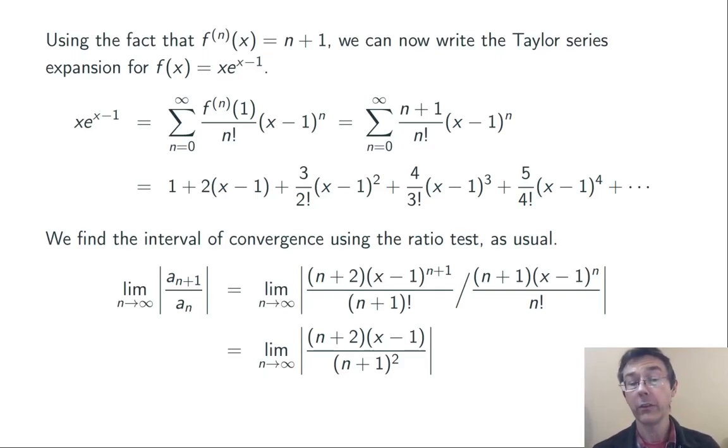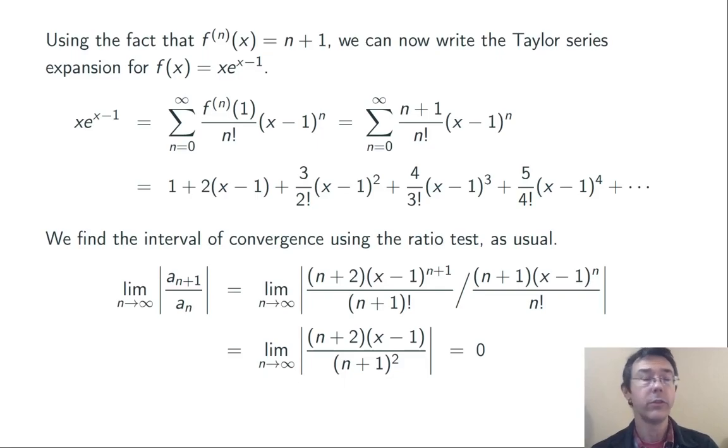Now, x is just some fixed number, so that's not going to affect convergence. I'm really looking at the limit as n goes to infinity of n plus 2 over n plus 1 squared. And that's a rational function where the power in the denominator is greater than the power in the numerator. So it's going to 0. Overall, this limit is 0.